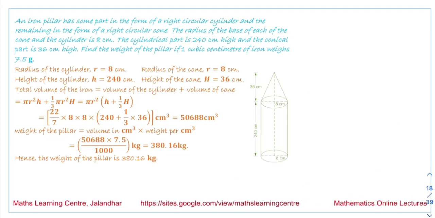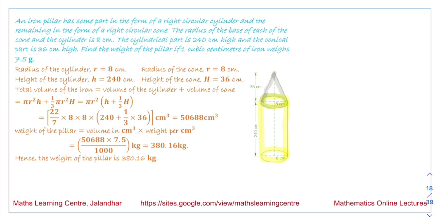Next we have: an iron pillar has some part in the form of a right circular cylinder and the remaining in the form of a right circular cone. So it is given that some part is in the form of a right circular cylinder, and some part is in the form of a right circular cone. This upper part is there.